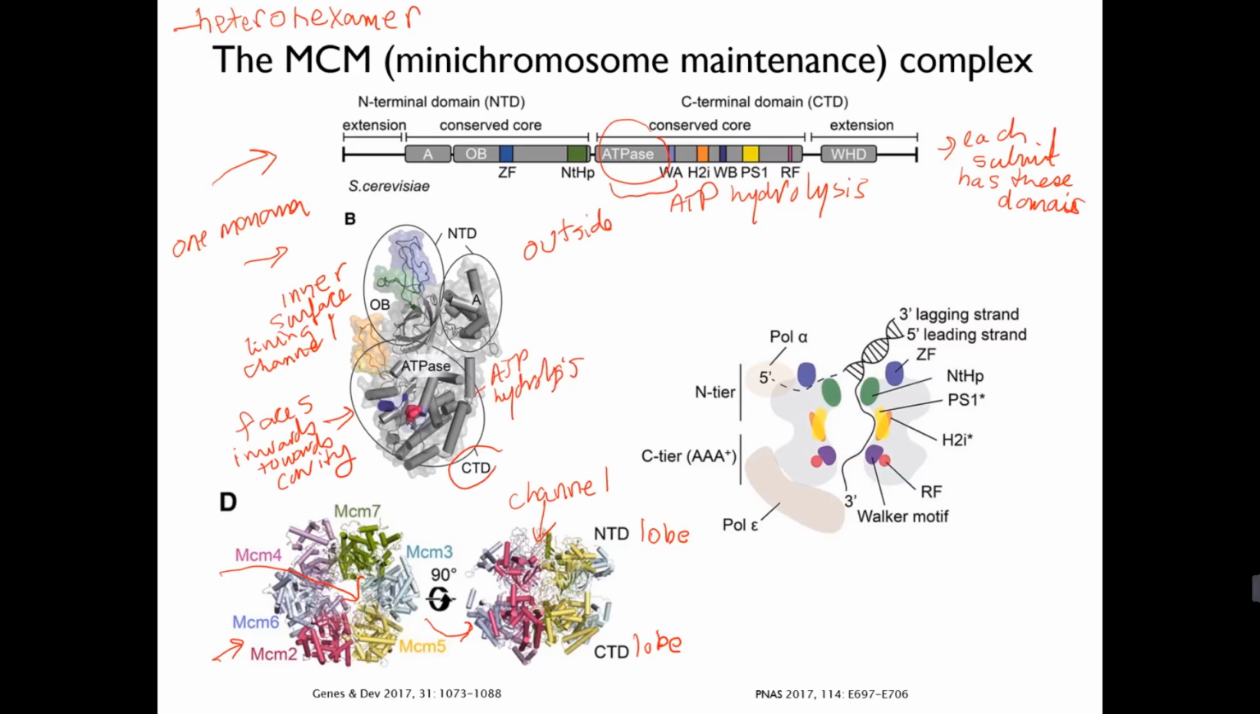There are a couple of other interesting features of this that are illustrated here, and the importance of some of these will become apparent as we get a little further into the lecture. But the way this is proposed to work is by passing a single strand of DNA through, in the case of MCM, the template for leading strand synthesis. So the 3' end of the leading strand goes through the channel.